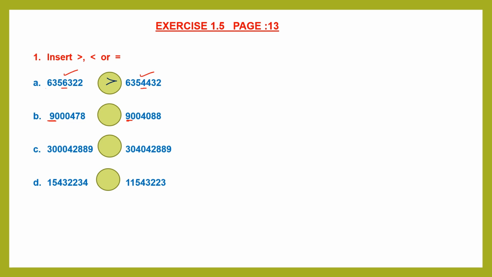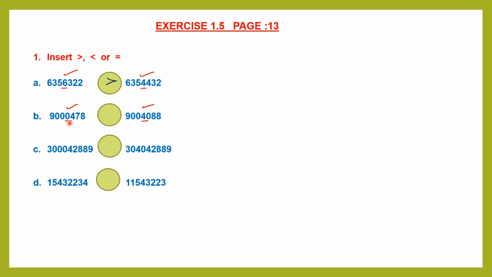Both are same. So let's go to the next one. That's 0. Here also it's 0. Let's go to the next one. 0. Again 0. Now let's go to the next one. Here we have 0. Here we have 4. So remember, when the digits are the same, you have to keep going to the next digit.